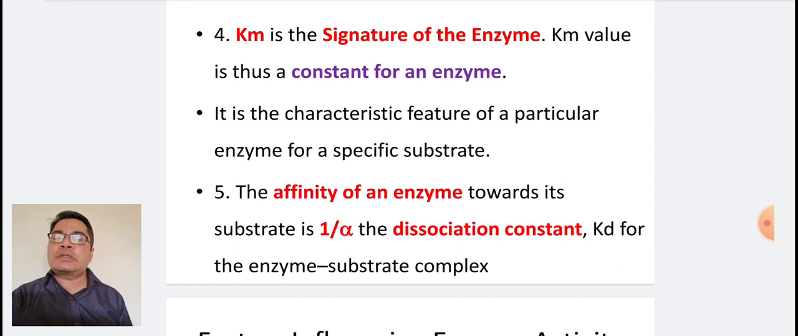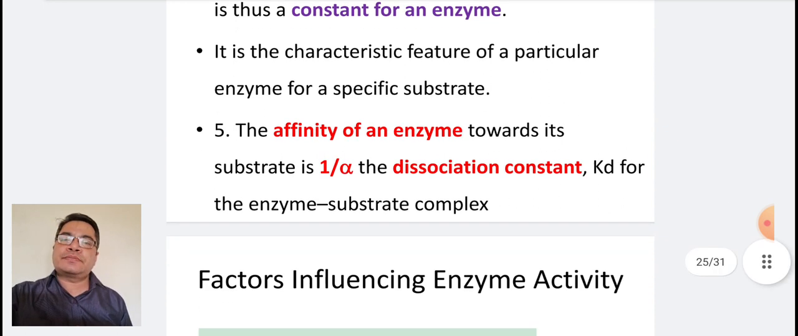Km is the signature of the enzyme. Km value is thus a constant for an enzyme. It is the characteristic feature of a particular enzyme for a specific substrate. The affinity of an enzyme towards its substrate is inversely proportional to the dissociation constant, that is Kd, for the enzyme substrate complex.